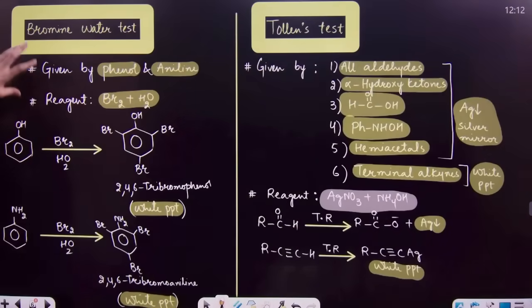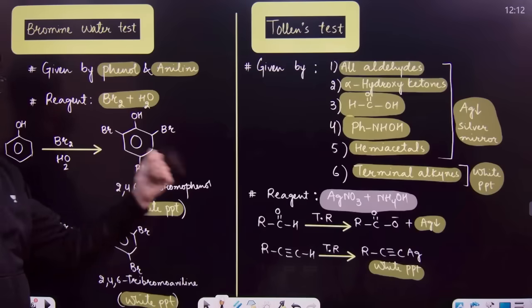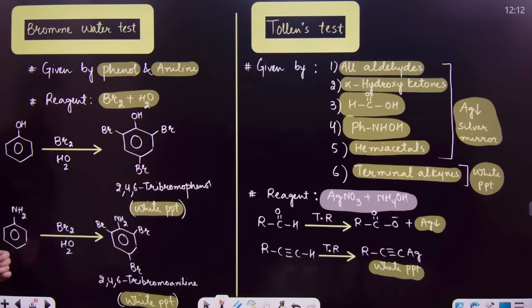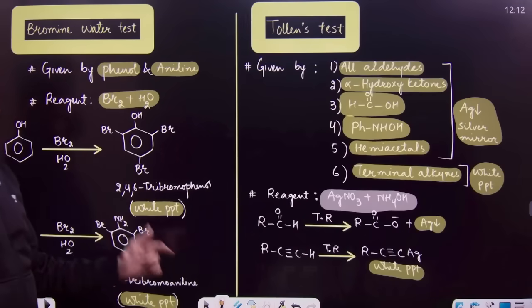After that, we have another test known as the bromine water test. This can also be given by phenols and anilines. Phenols upon treatment with bromine water give a white precipitate of 2,4,6-tribromophenol, but aniline gives a white precipitate of 2,4,6-tribromoaniline.